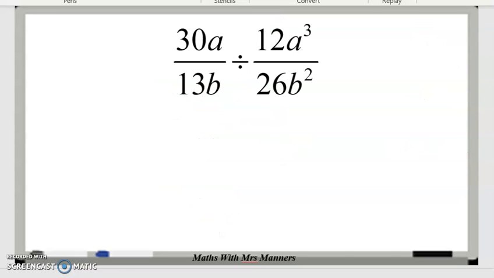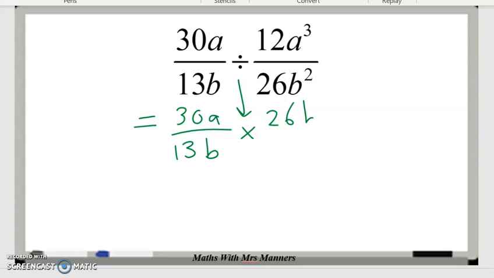Lucky last. I think we're in a real swing by now. So if you're feeling confident, I would pause the video and do this without me, and then you can play it and check your answer with my answer. So let's go for it. We're going to keep, change, flip the second fraction, and then I can start my little cancelling.